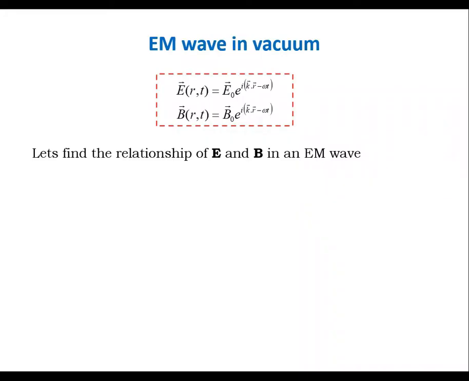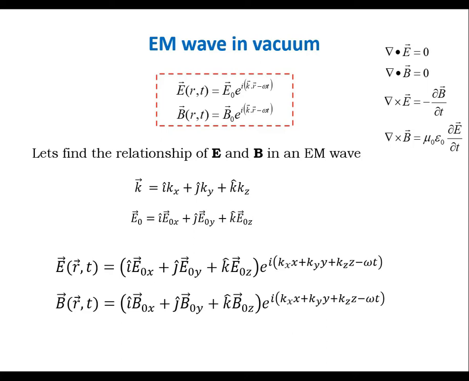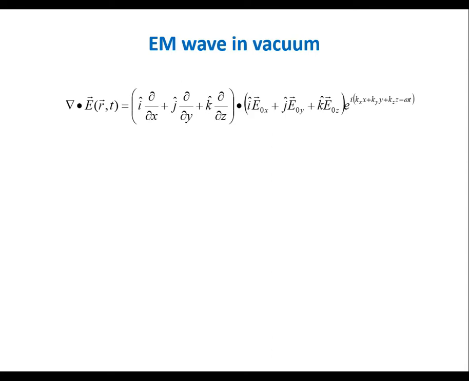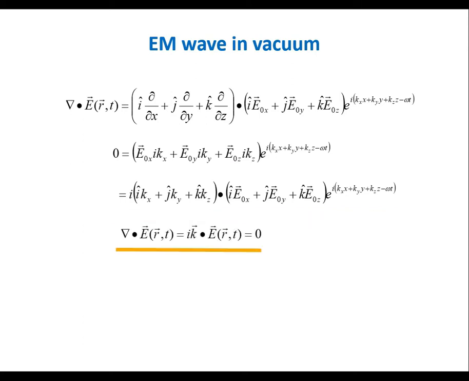Now, to find the relationship of E and B, put the solutions of E and B in Maxwell equations. Let us put solutions of E and B in first and second equations respectively for a start. Before proceeding further, simplify the equations by expanding K and E0 into their components like this. By this, E and B wave equations take this simplified form. So, the E equation is solved like this and this, which gives this result.